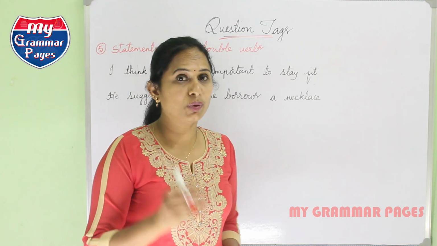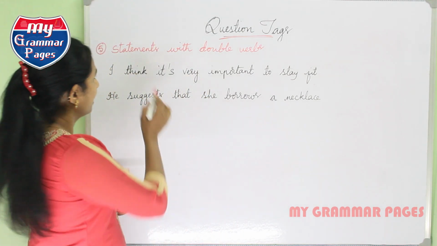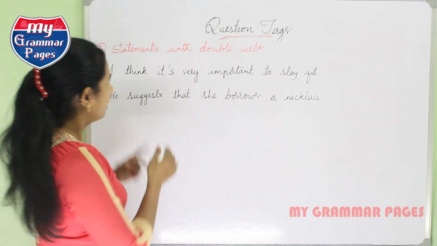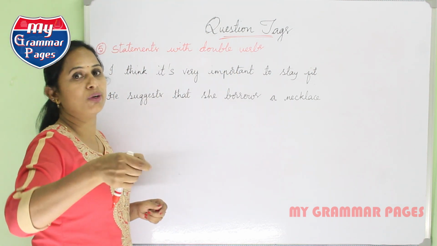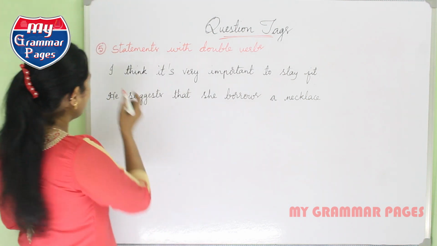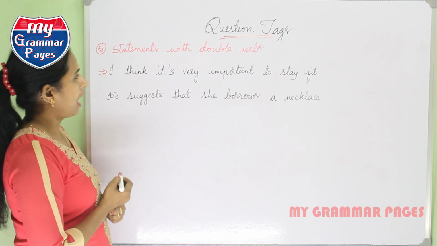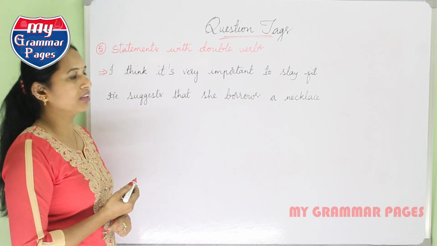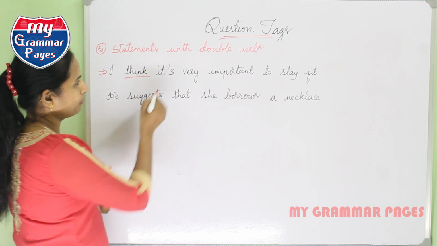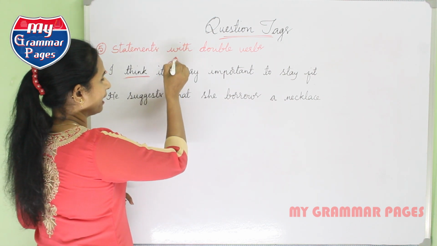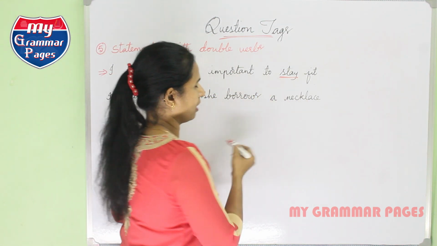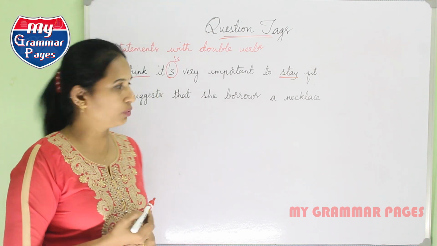See, here is the other way of writing the question tag. Here are the statements with double verbs, double main verbs. Let us see which main verb has to be pulled out and what kind of tag has to get added to it. Example number 1. I think it's very important to stay fit. In this, think is one of the verbs. Hidden verb is. This is one of the verbs. And stay is the another verb.